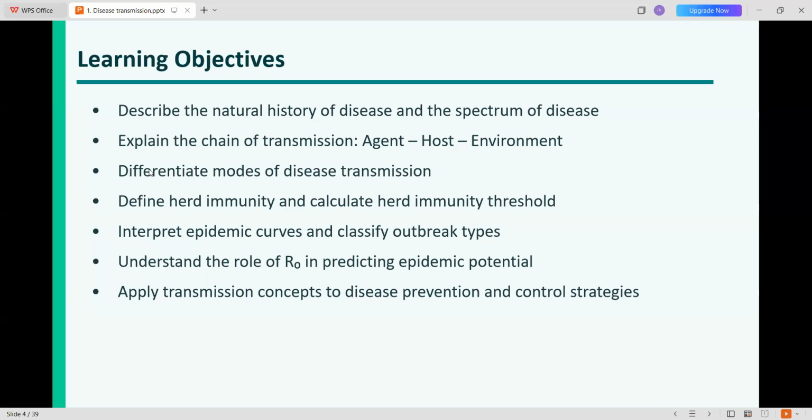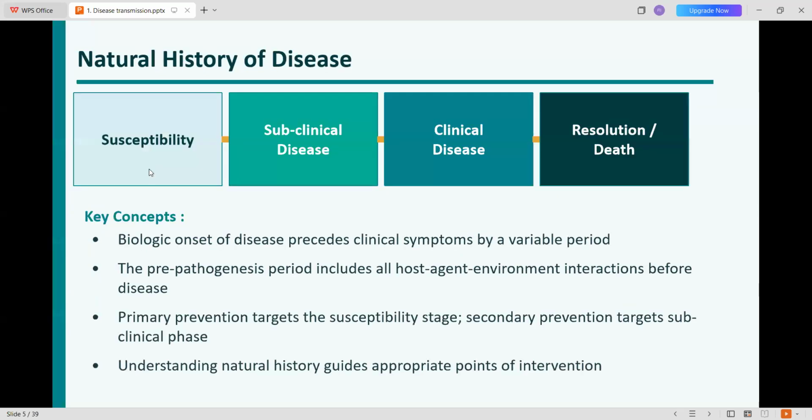Learning objectives of today's presentation are the natural history of the disease and spectrum of the disease, chain of transmission, which include agent, host, and environment, differentiate mode of transmission, define herd immunity and the calculation of the herd immunity threshold, interpretation of epidemic curve and outbreak types, role of R0 in predicting epidemic potential, and transmission concept to disease prevention and control strategy.